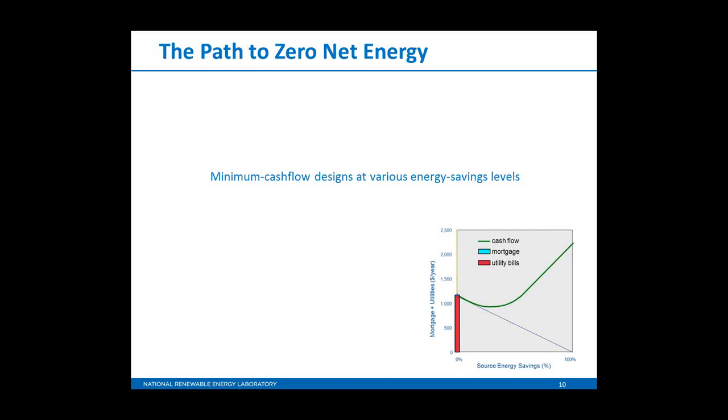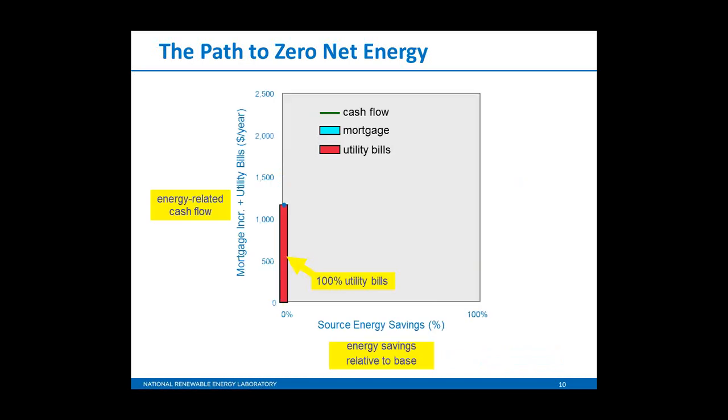So this is a little theoretical diagram showing the path to zero energy, and it's all about trying to identify minimum cash flow designs at various energy savings levels up to ZNE.